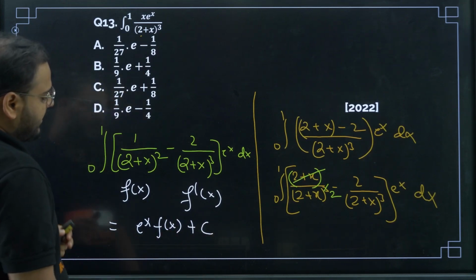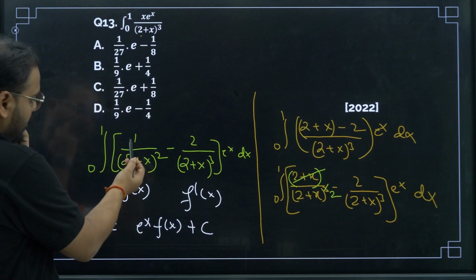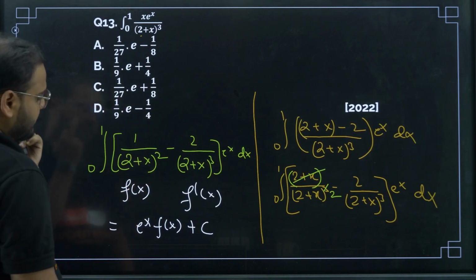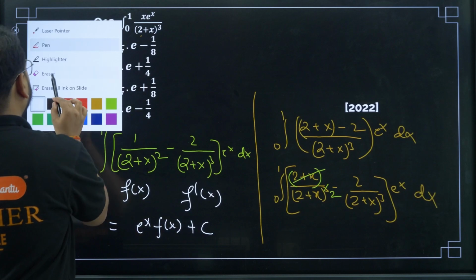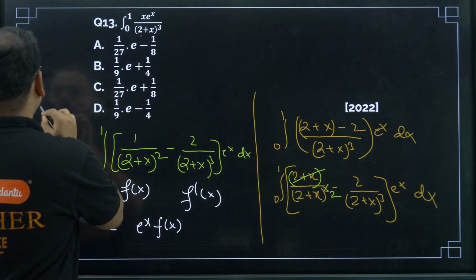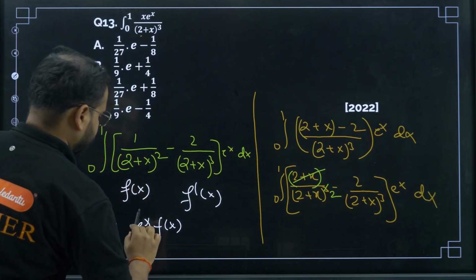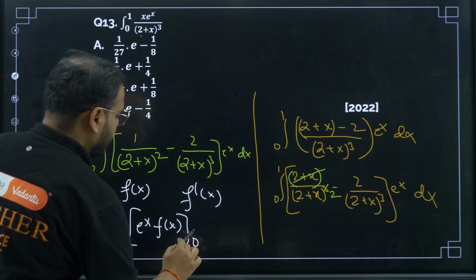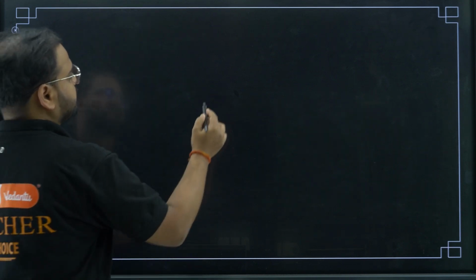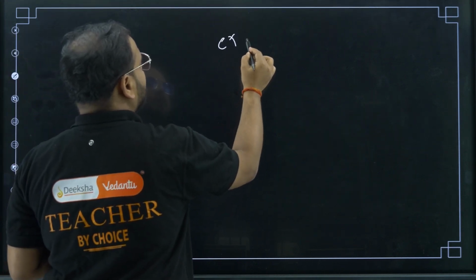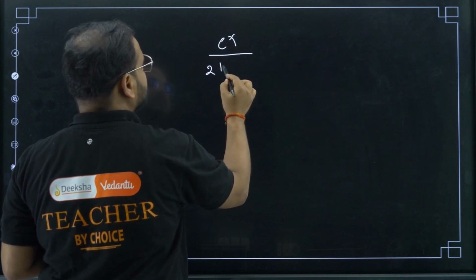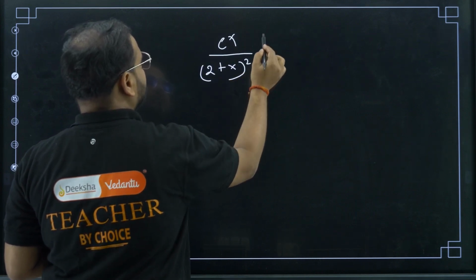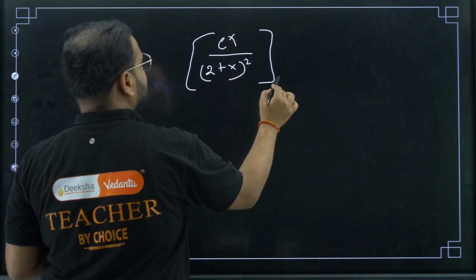What is e power x f(x)? What is f(x)? f(x) is 1 upon (2 plus x) the whole square. The limit will be there, obviously, since this is under limits, from 0 to 1. Now next step you'll see. So e power x times f(x), 1 upon (2 plus x) the whole square, this whole thing is under the limit 0 to 1.